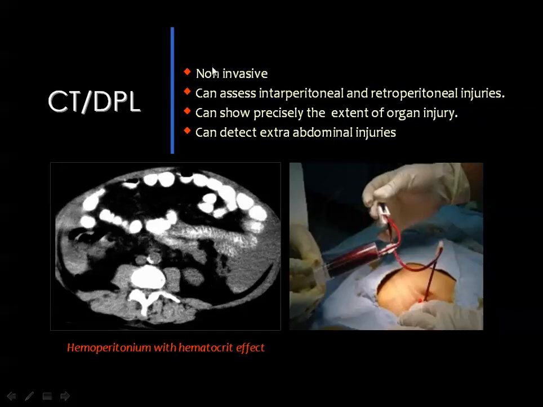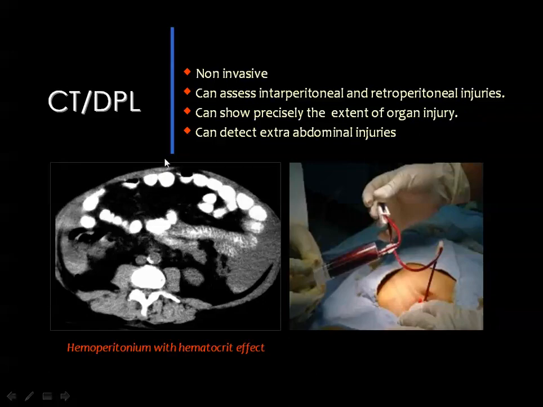Of course, the CT is non-invasive. CT can assess intraperitoneal and retroperitoneal injuries. It can show precisely the extent of organ injury and detect the exact site of injury. It also can detect extra-abdominal injuries, like injuries of the pelvic bones, injuries of the lower thoracic cavity and ribs, and so on.